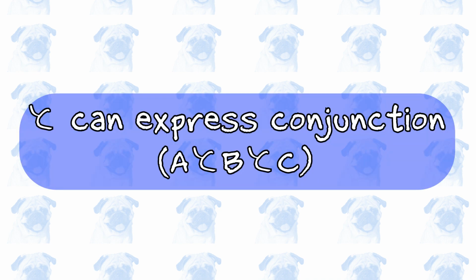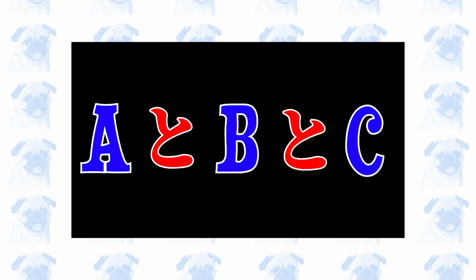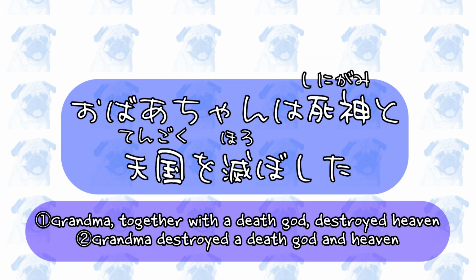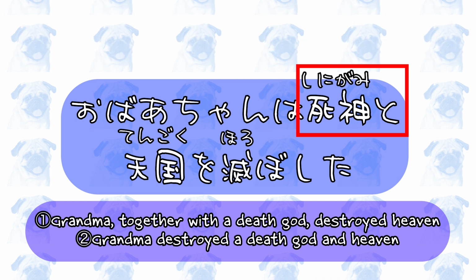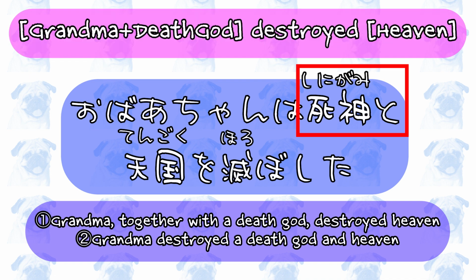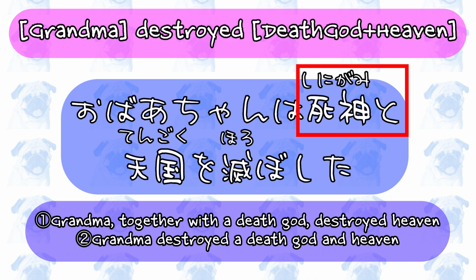These ambiguities stem from the fact that to can also function as a conjunctive particle, analogous to the English and, as explained in episode 1. For instance, the sentence おばあちゃんは死神と天国を滅ぼした。is ambiguous as to whether 死神と is meant to be linked with the subject, grandma, or with the object, heaven. That is, we don't know whether both Shinigami and grandma destroyed heaven, or whether grandma single-handedly destroyed both Shinigami and heaven.